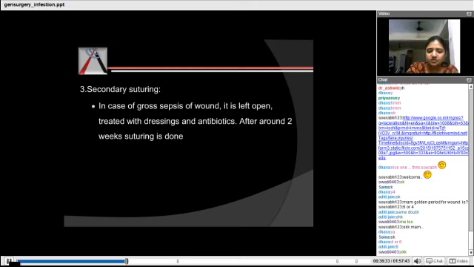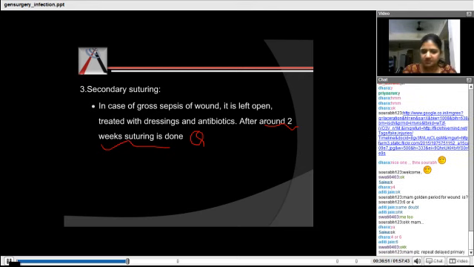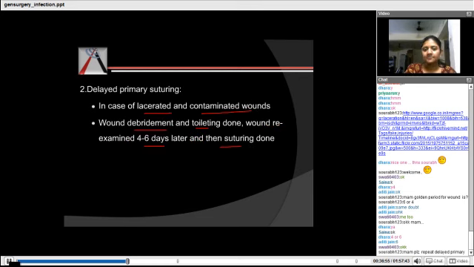Then we have secondary suturing. This is done after 2 weeks. These numericals are very important. Secondary suturing is when a wound has been left open and has a lot of debris, and it needs dressings and antibiotics. Such a wound is for secondary suturing.